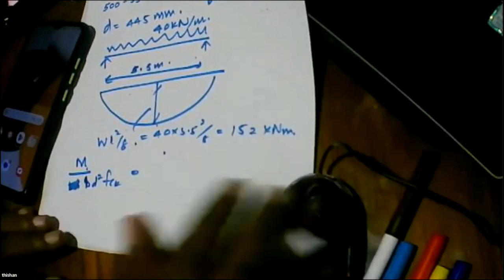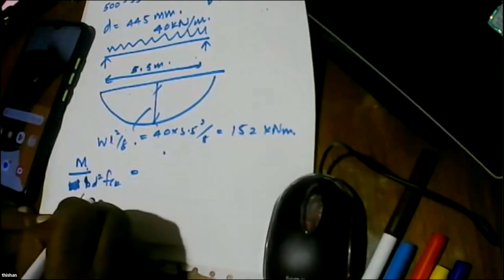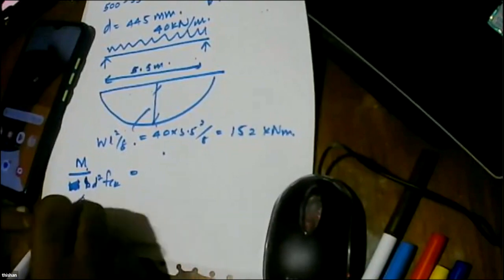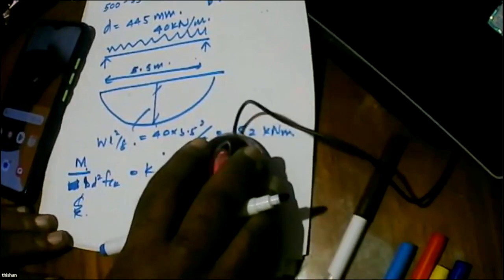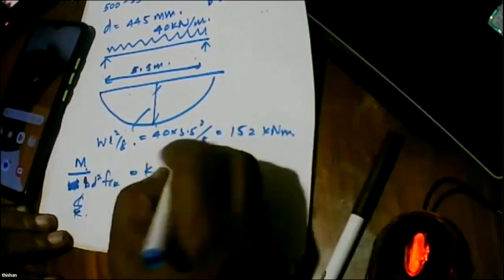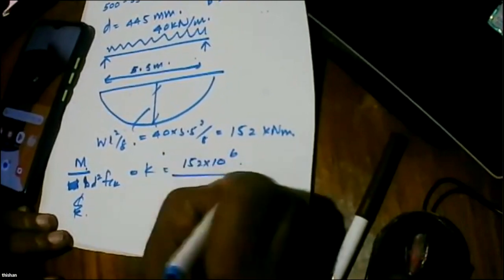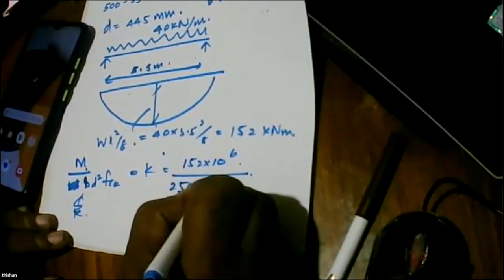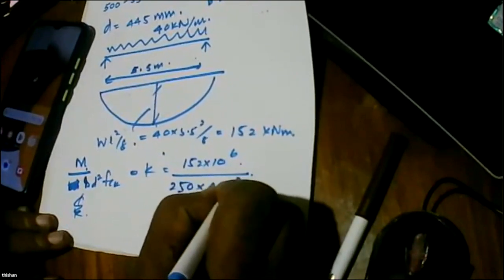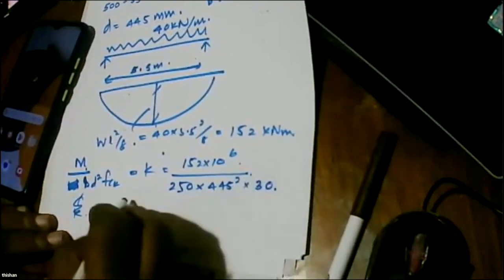K is equal to M over b d squared f_ck. So that is K. And now we calculate the K value. That is 152 into 10 to the power 6 divided by breadth 250, depth is 445 squared, multiplied by 30 megapascal concrete. Bandhu, what is the answer of K?